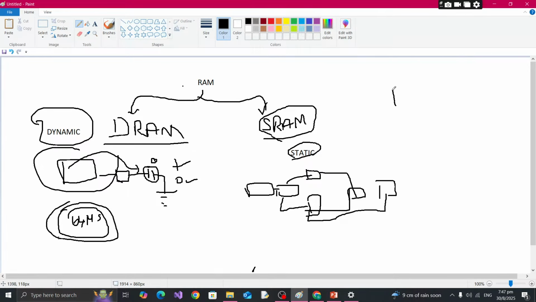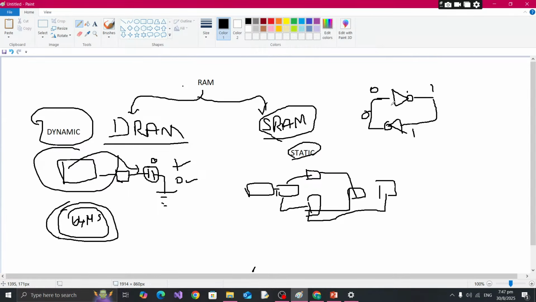For example, how do these 6 transistors store data? I will give you an example. This is a NOT gate. If we give 0 here, it will give 1 here. And we are giving a feedback to this NOT gate. This one I'm giving as feedback. It will come here and give a 0 here.